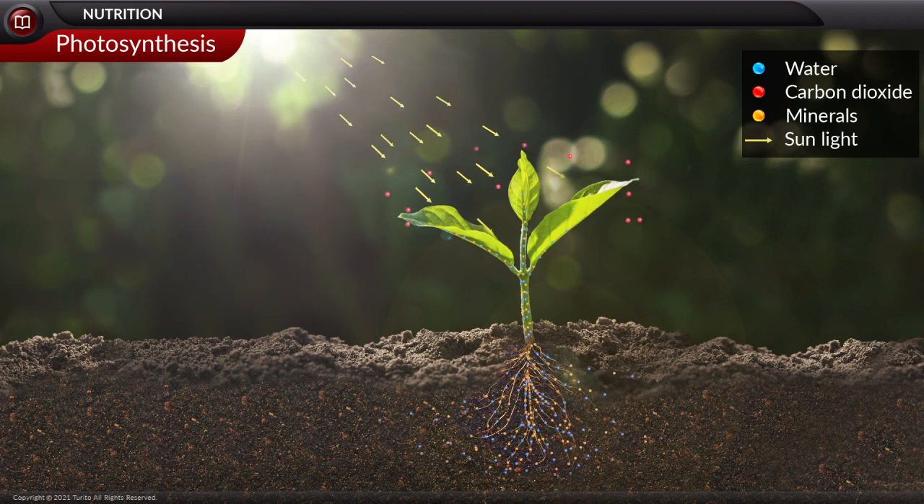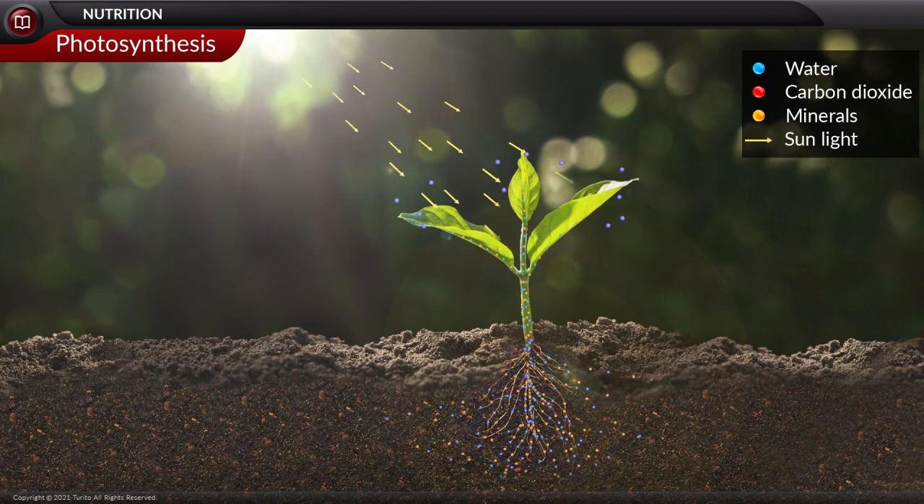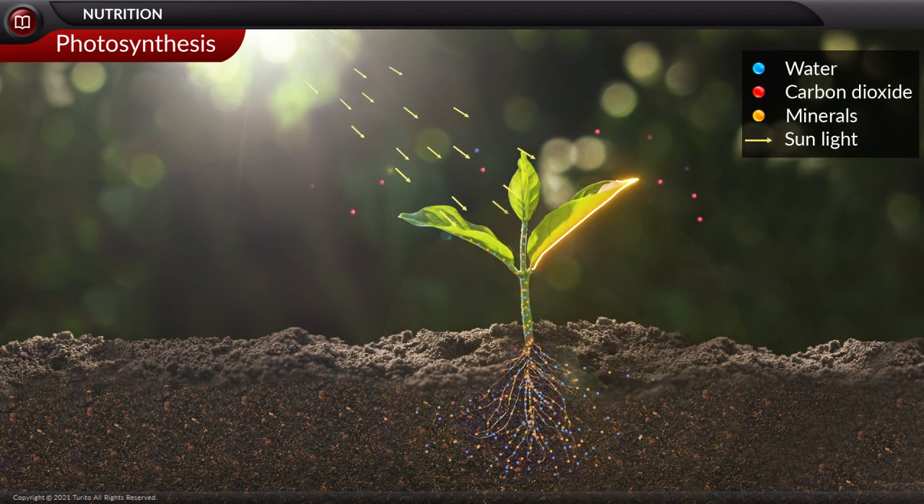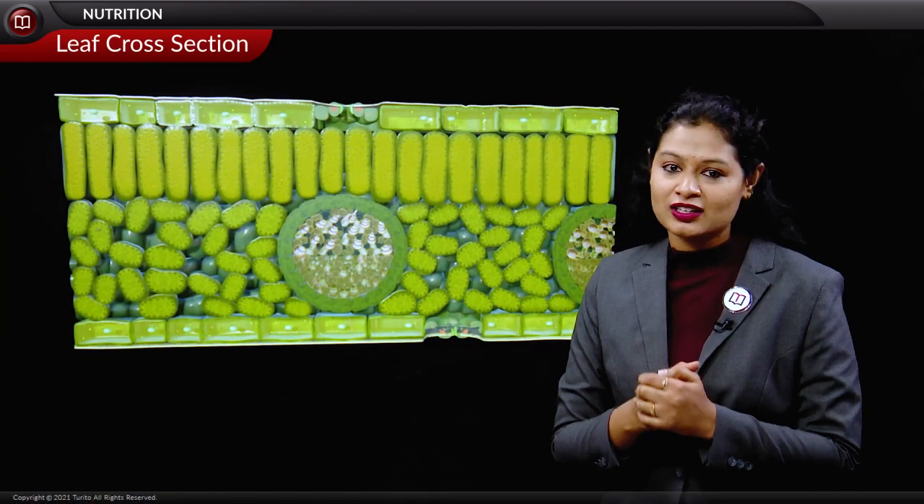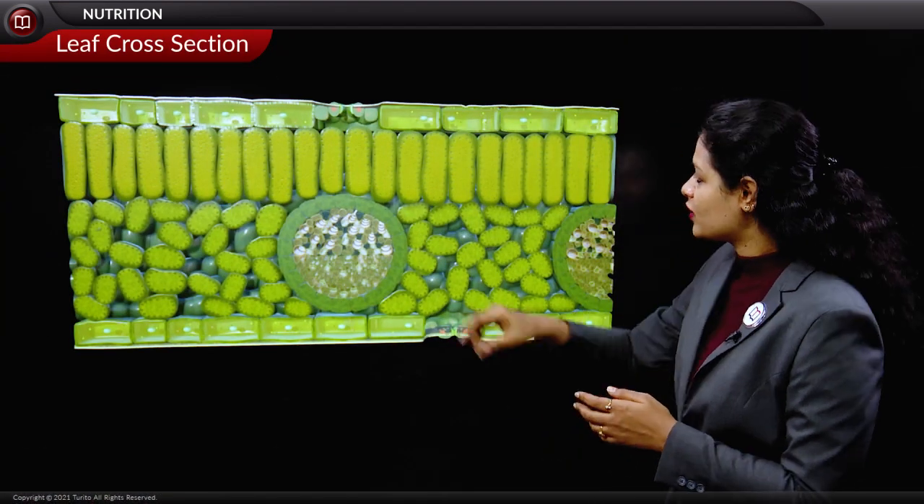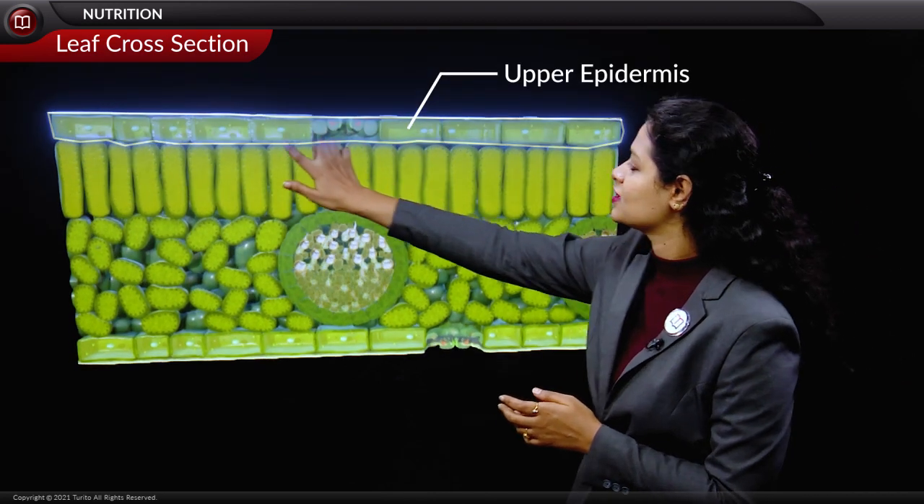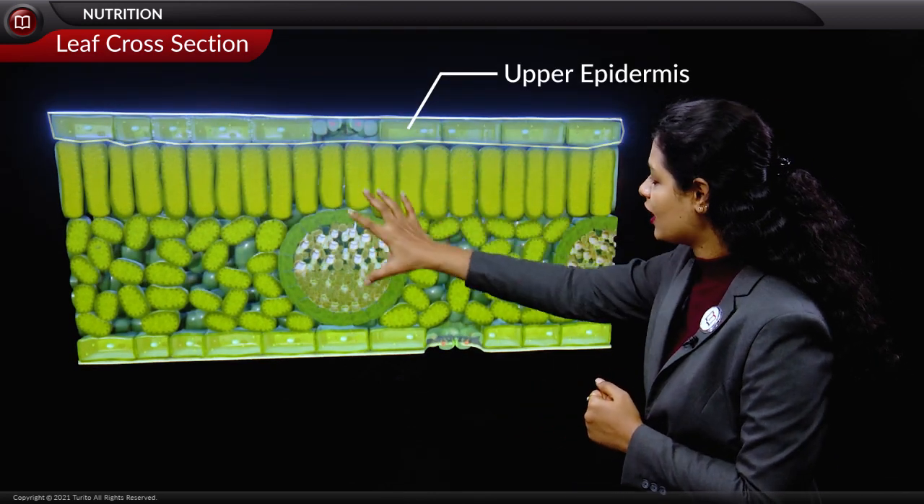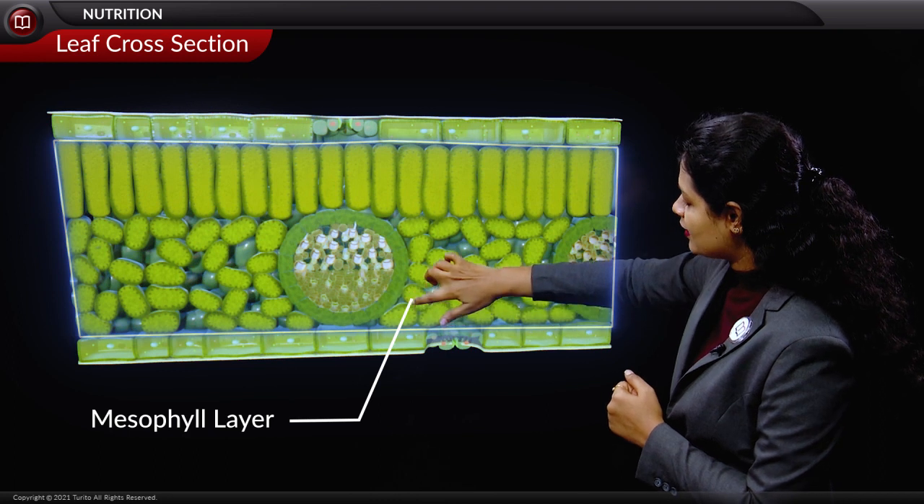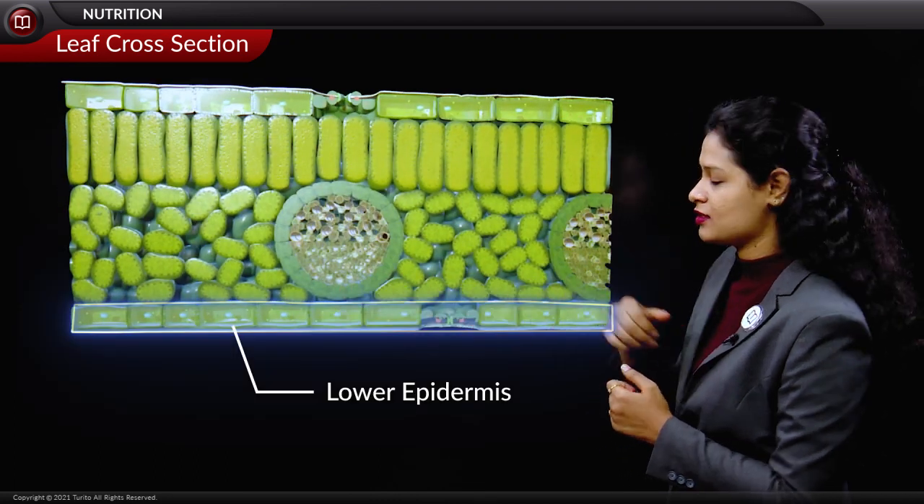Now let us understand where actually the process of photosynthesis is happening. It is inside a leaf. Let us look at the cross-section of leaf. So there is an upper epidermis, this entire upper epidermis. Then we have the mesophyll layer, and then there is lower epidermis.